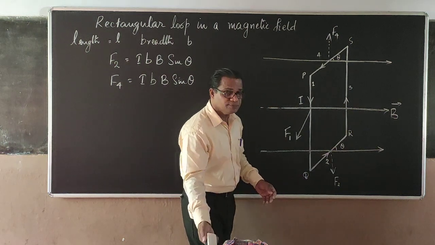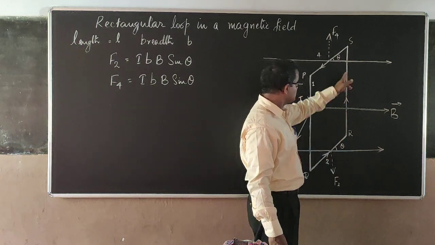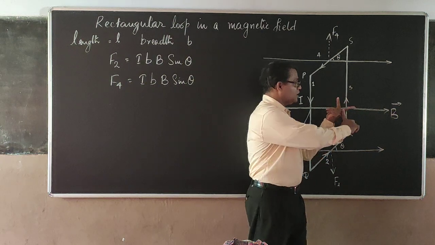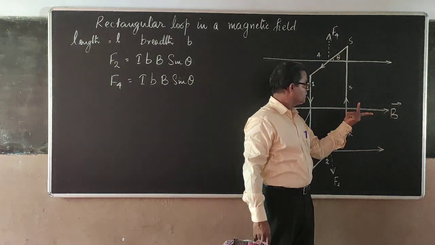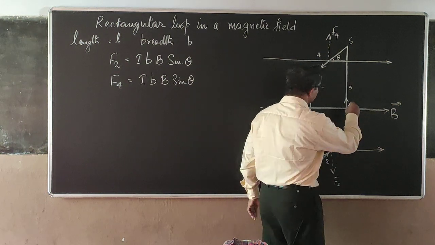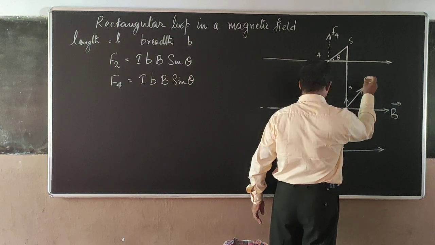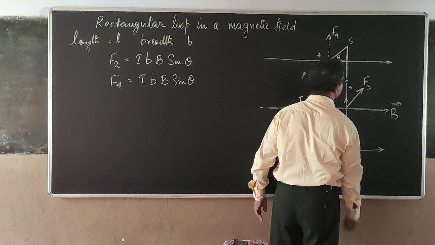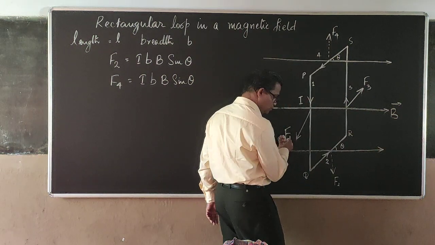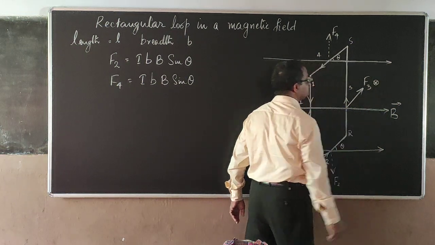But at the same time, what about side 3? Current is in the upward direction, magnetic field along this direction, same thing. But the force is into the plane of the board. That means this side is acted upon by a force which is into the plane of the board. That is, F1 is towards you and F3 is into the plane.